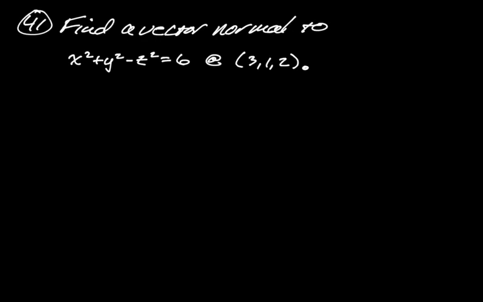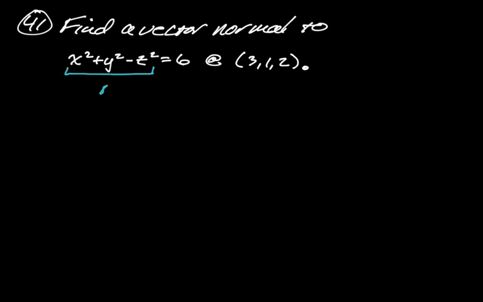So this is number 41. It says find a vector normal to x squared plus y squared minus z squared equals 6 at the point 3, 1, 2. So one of the things that we definitely need to remember is that a vector normal to a surface is the gradient. So we just need to find the gradient of this thing and then evaluate it at 3, 1, 2. That'll give us a vector normal to the surface.